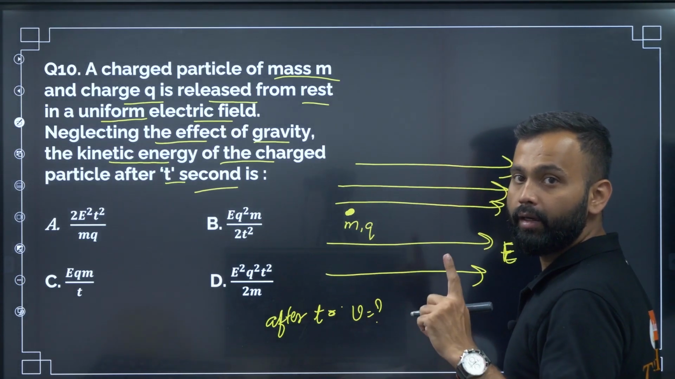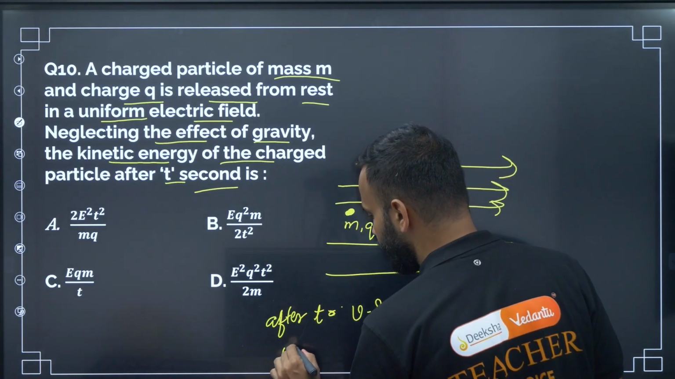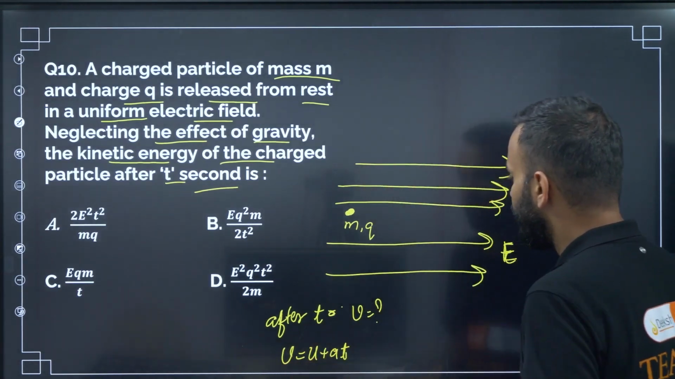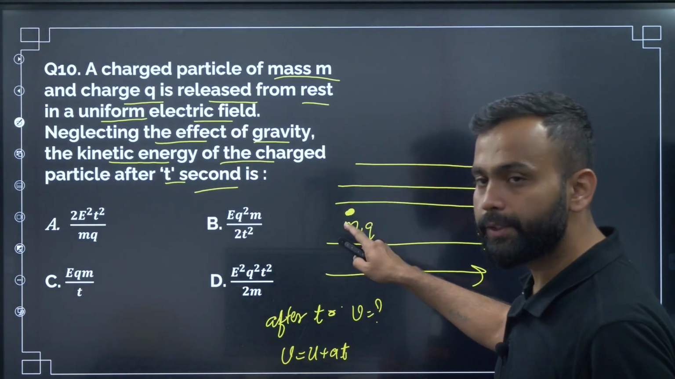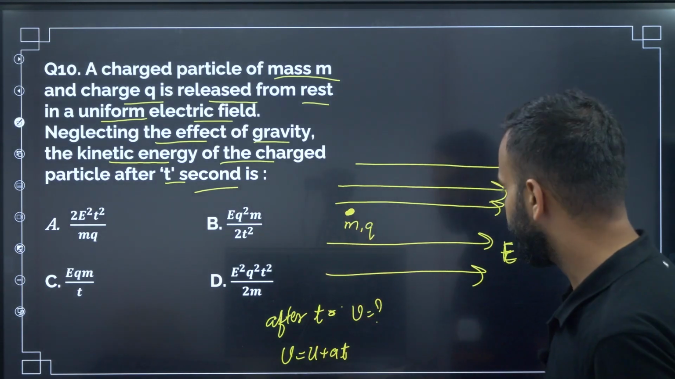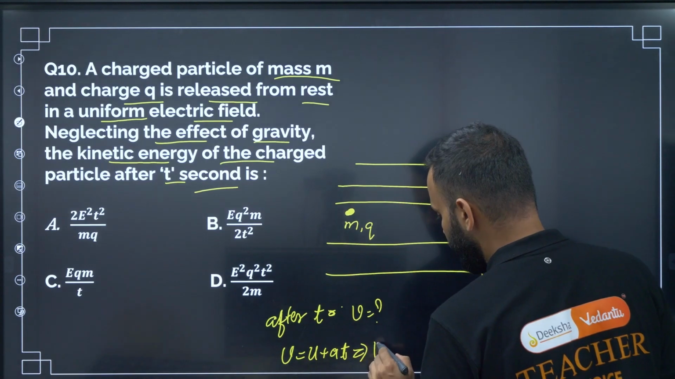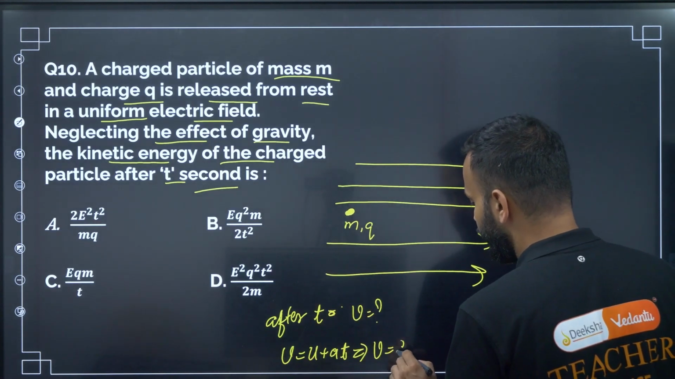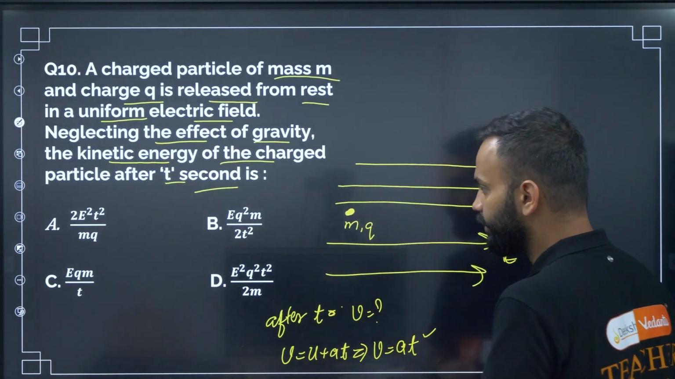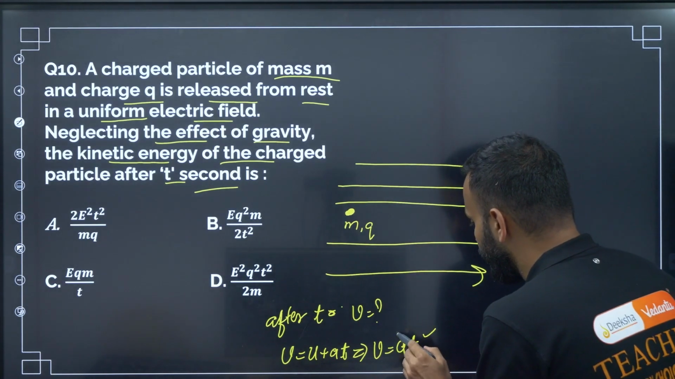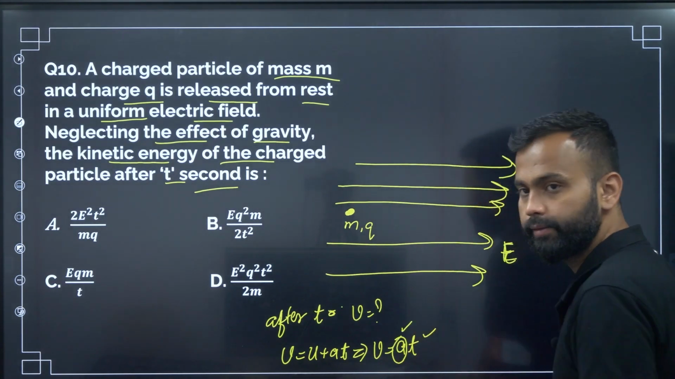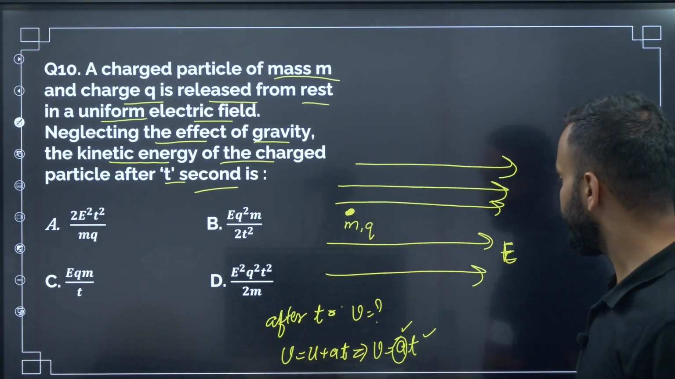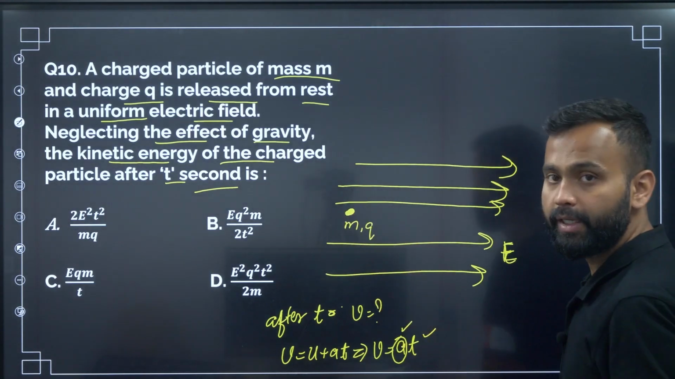Now apply the first equation of motion, which everybody knows: v equal to u plus at. Here the charged particle of mass m, charge q is released from rest, so the initial velocity is 0. So v, the final velocity after time t, is equal to a into t. Here we need to find a, using electric field, charge q and mass m. So how do we find the acceleration of the charged particle?